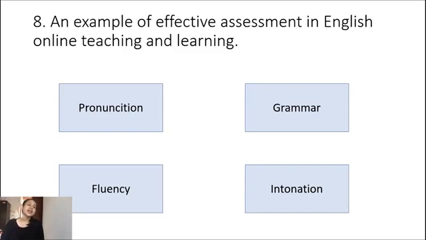And number 8, an example of effective assessment in English online teaching and learning. For example, I use speaking skills. I ask students to make their own presentation and upload it in YouTube, and I will assess in four categories. The first is pronunciation, grammar, fluency, and intonation. And for example, I will assess with 5 skills, for example, good, enough, or so on.